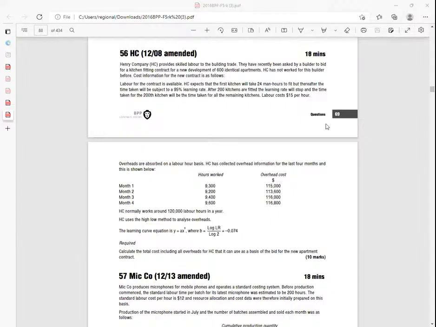The page is shown here, page 69. Thanks for asking.